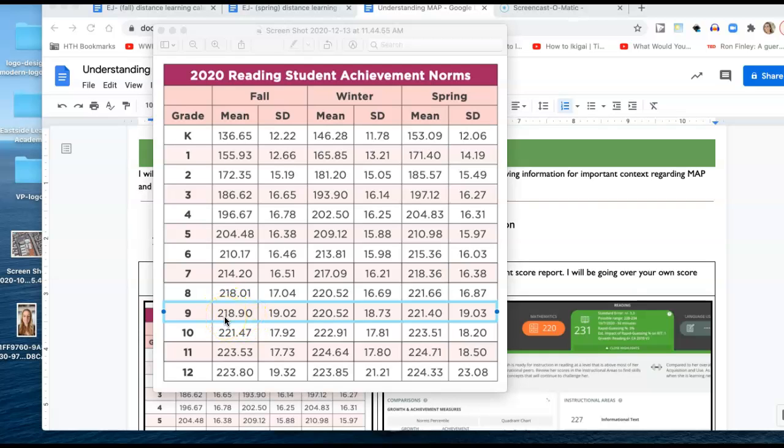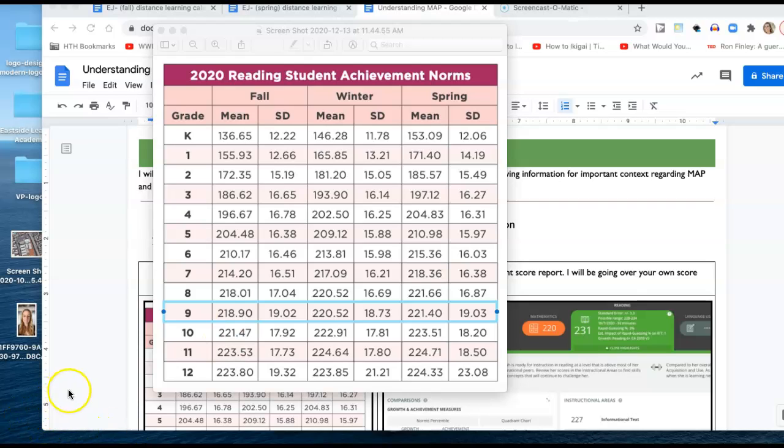So we're looking at the range being somewhere between 200 and 238. That is the national range for the MAP test in the fall for ninth graders. Most ninth graders scored somewhere between 200 and 238.